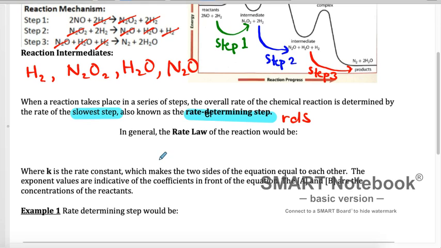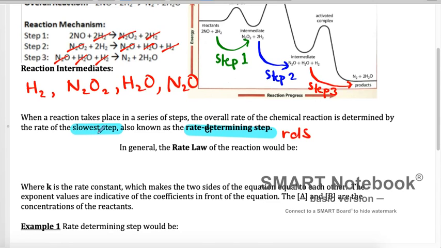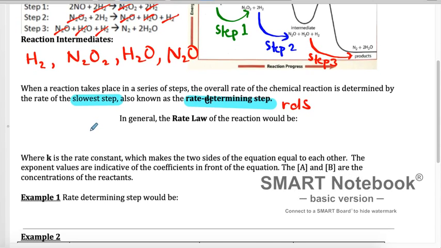So once we know the overall reaction and the stepwise reaction, we determine which one is the slowest one. From that step, we're going to determine the rate law equation. The rate in general, let's come up with a general reaction.